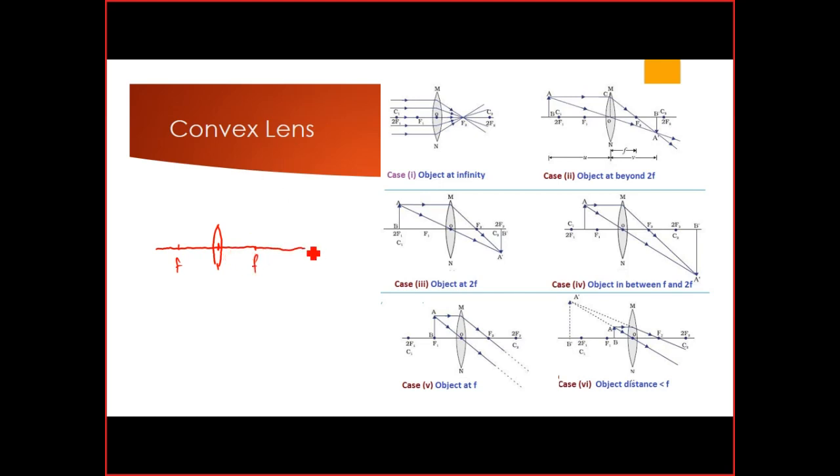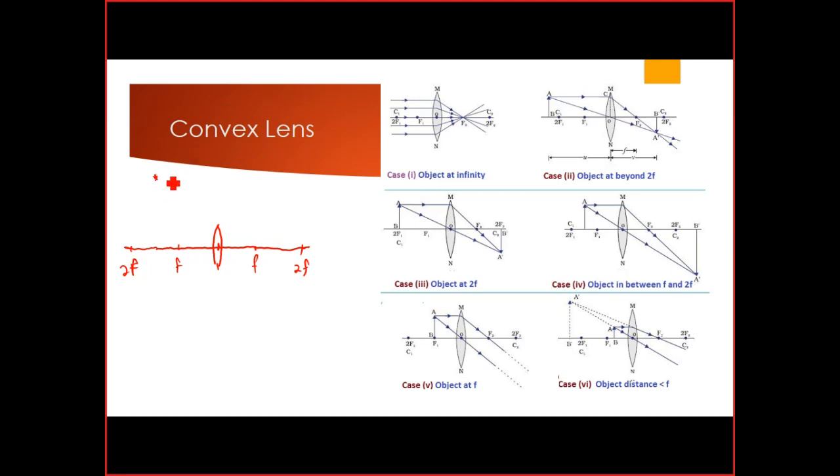Now unlike the mirror, in mirror you have C, but in lens you don't have C anymore. Instead you have 2F instead of C. 2F simply means that this is double the focal length. So first we are going to look at convex lens.